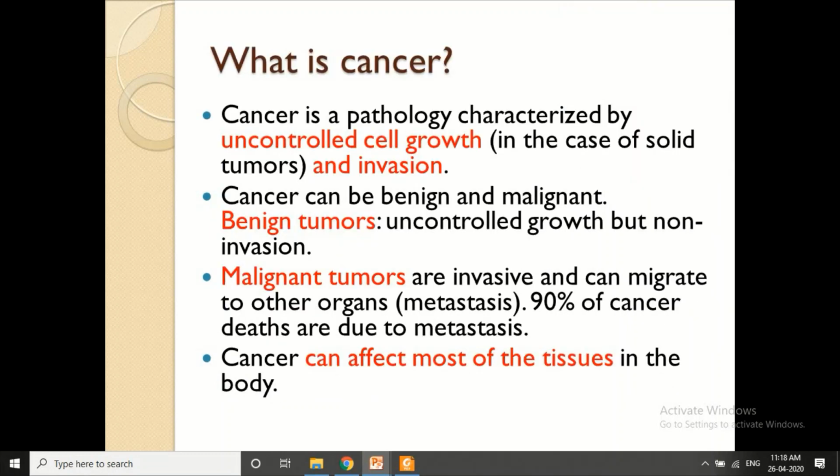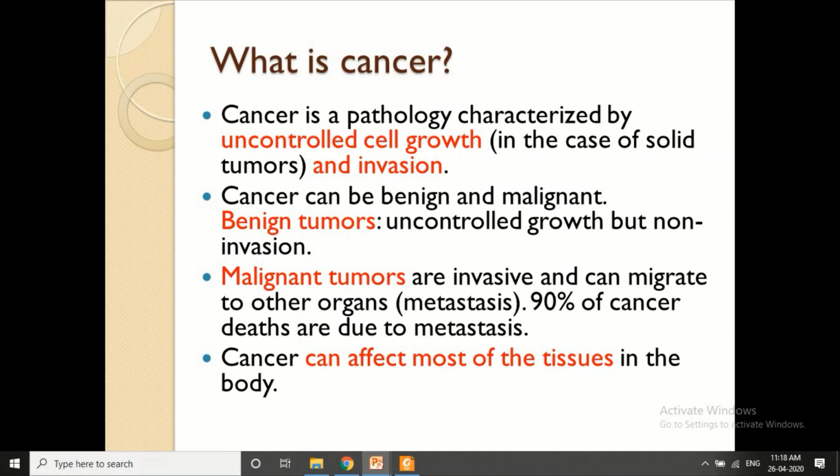So first of all, how to define cancer? What is cancer? Cancer is an uncontrolled cell growth which also has a quality of invasiveness. Invasiveness is when, from the primary site of the tumor, some tumor cells detach and go and bind to other organs and cause a secondary tumor.